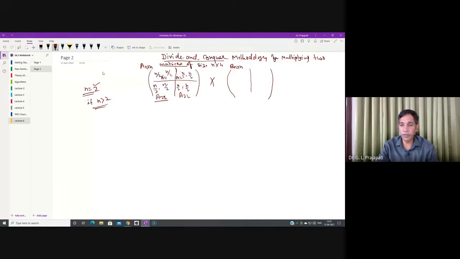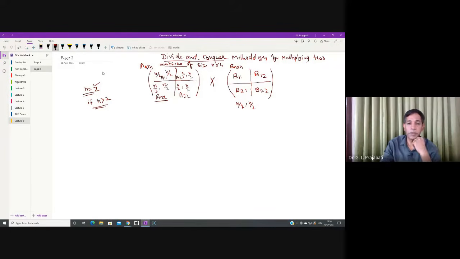Similarly, once you divide B also, you will have four matrices: B11, B12, B21, and B22. What is the dimension of these matrices? B11, B12, B21, and B22 each have dimensions n by 2, n by 2. So B11 is n by 2, n by 2, B12 is also n by 2, n by 2, B21 is also n by 2, n by 2, and B22 is also. So now you have divided into halves.